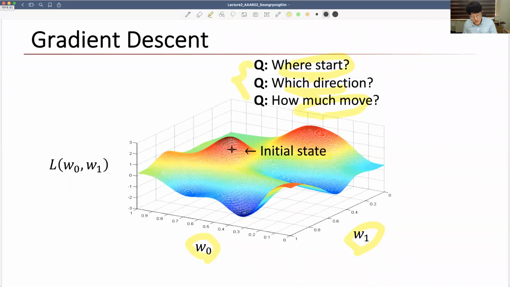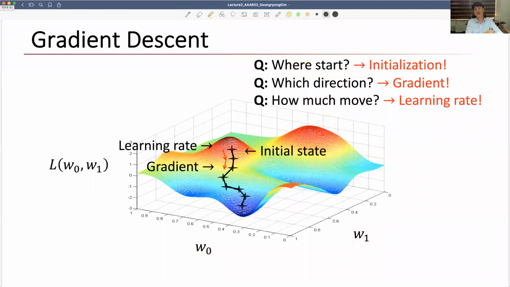These three kinds of questions determine the one gradient descent algorithm. Okay, so let's see this example first. The first question is related to initialization. As you can see here, the starting point depends on the initial point, or the initial parameter, or the initial state.